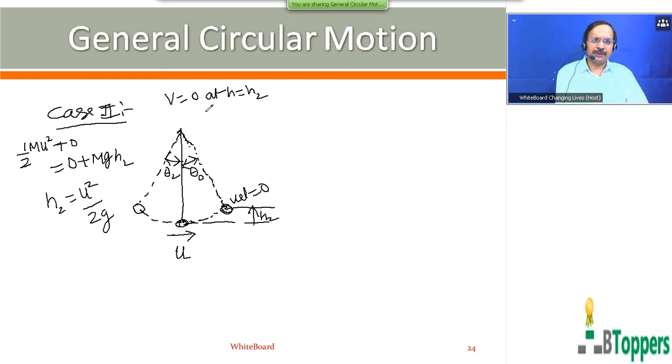In the previous case, I discussed that the height above the lowest position at which tension in the string becomes 0 is denoted by h1.